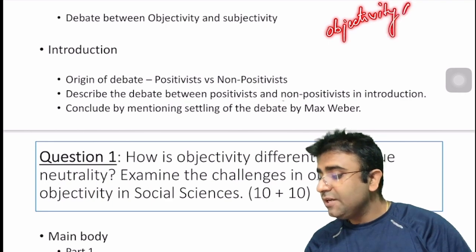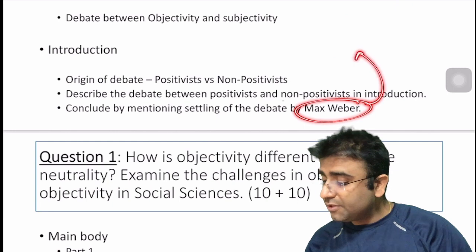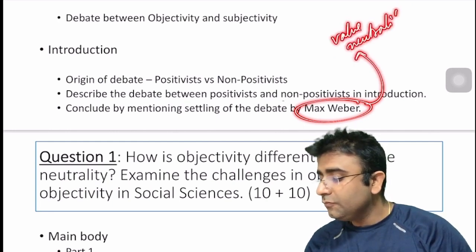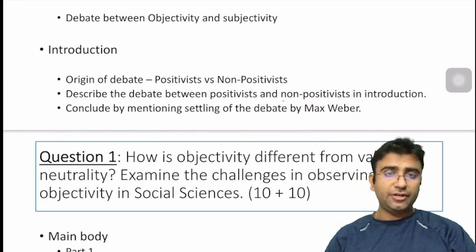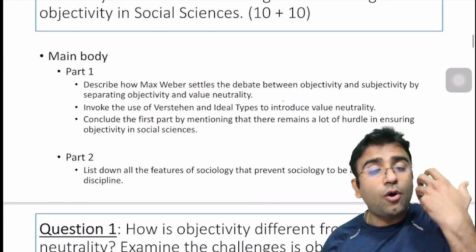What is Max Weber saying? In sociology, do not target objectivity. In sociology, Max Weber says, target value neutrality. You have to target value neutrality. So, what is value neutrality and how is it different from objectivity?